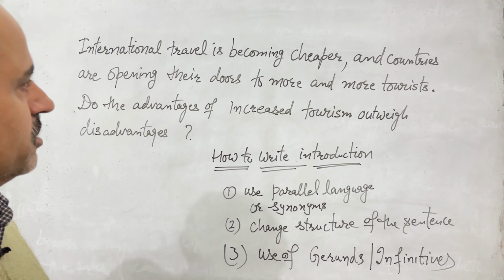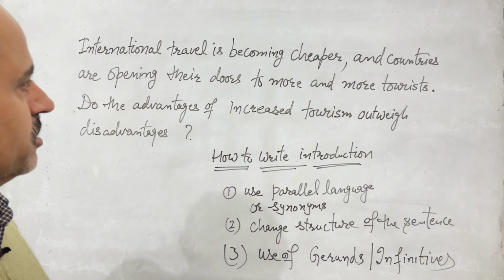The first is to use parallel language, or synonyms, or something that has a near meaning to the words given in the question statement. Then change the structure of the sentence. Whatever sentence has been given, I am going to change its structure. Like I can make active into passive, or take the second part of the statement, the object, and make it the subject, almost like passive voice.